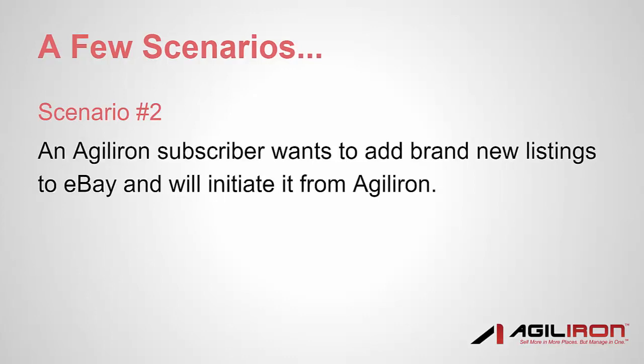The second scenario we have is much simpler. It occurs when an Agiliron subscriber wants to add a brand new listing on eBay, one that starts initially from Agiliron itself and goes into eBay. For this second scenario, the critical linkage or association I spoke of earlier is already made automatically at the time Agiliron initially places the listing into eBay. So let's return now back to scenario number 1, which has a couple of extra steps, but is a very common scenario.